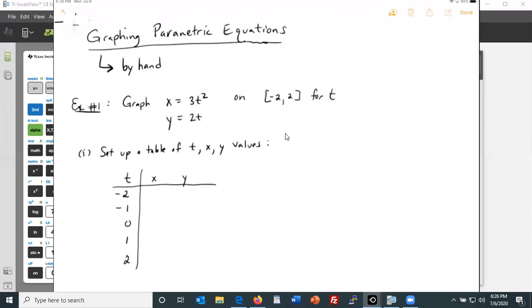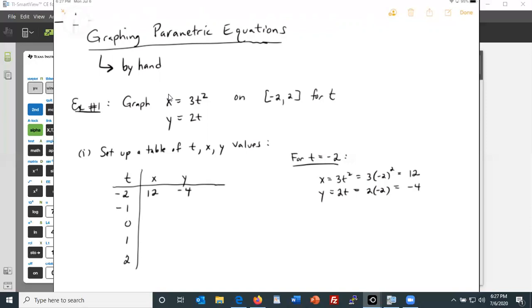Okay, so just to show you how we're going to get the first x value and the first y value. For t equals -2, you take these 2 equations, x and y. So x equals 3t squared, in this case 3 times -2 squared is 12, right? It's 3 times 4. And then the y value would be the 2t function, so 2 times -2 is -4. And then just fill in your first row there.